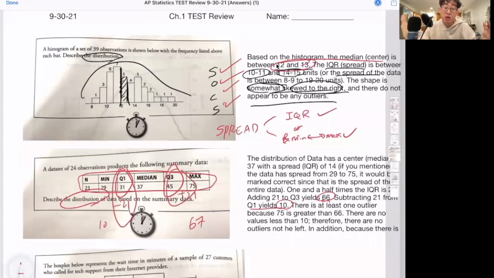Now, anything beyond those two boundaries is considered an outlier, which clearly the max is, because it's bigger than 66. And the min, oh actually, that's within the boundary, so that's fine. You don't have to worry about that. So max is the only one that's the outlier here. Because 75 is greater than 66, that is considered an outlier. There are no values less than 10, therefore there are no outliers on the left.